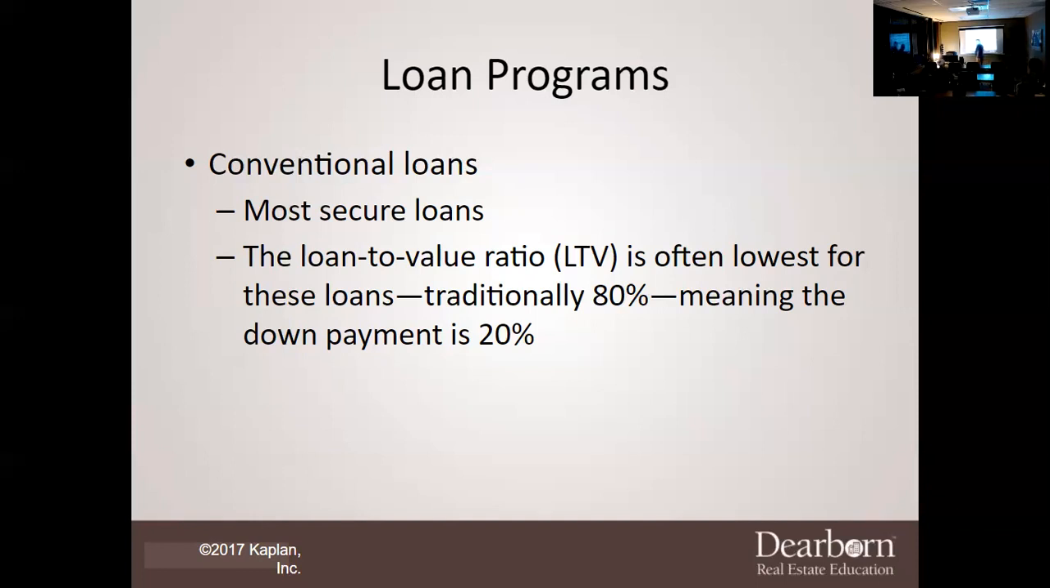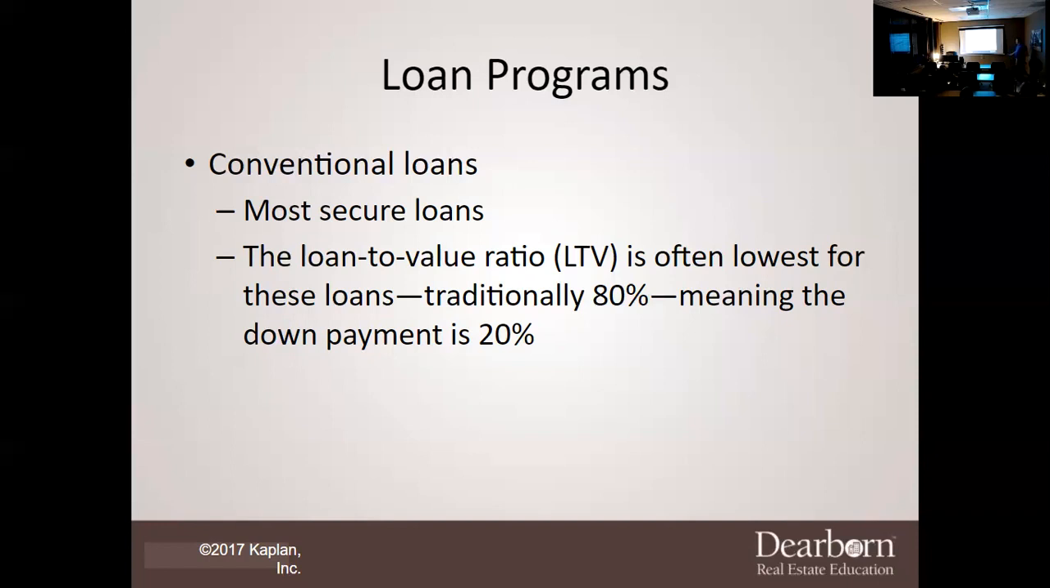Because $500,000 is not a small amount of money, and are you guaranteed to get that money back? No. So if Mr. Jacob doesn't pay you, you're pretty much up the creek without a paddle. Okay? So that's why it's the most secured. The loan to value ratio, the LTV, is often the lowest for these loans. They have the lowest. Why? Because it's the bank's own money at risk.